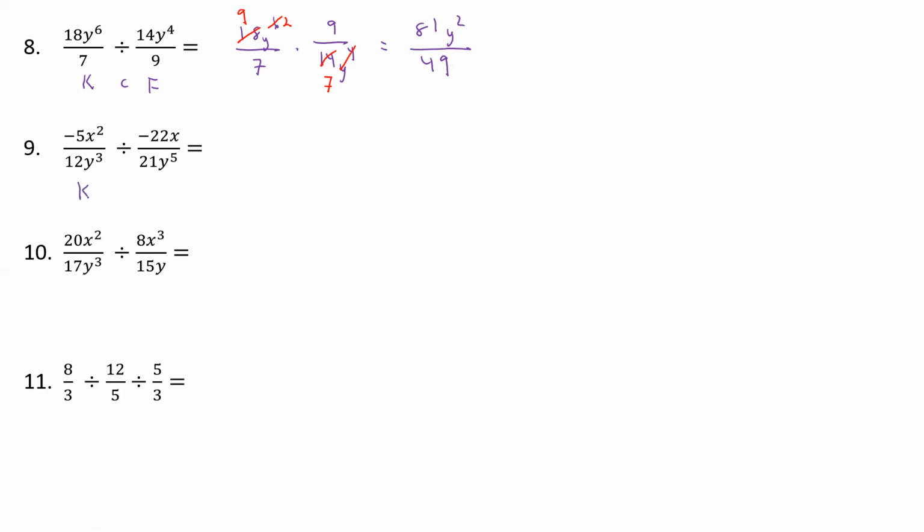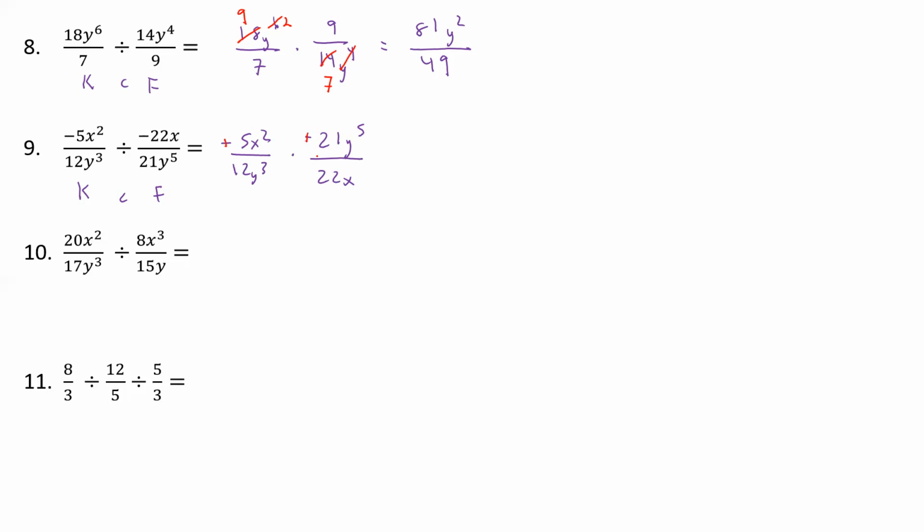All right, how about this one? Keep, change, flip. So we're getting a little bigger numbers and more variables and stuff, but it's not hard. So nothing that we can't do. All right, so negative 5x squared over 12y cubed times 21y to the 5th over 22x, and we'll make that one negative. So we have a negative times a negative. So what does that give us? That gives us a positive.